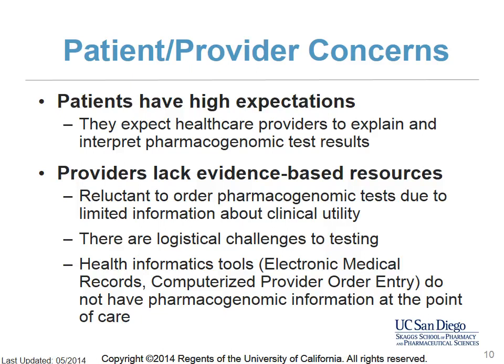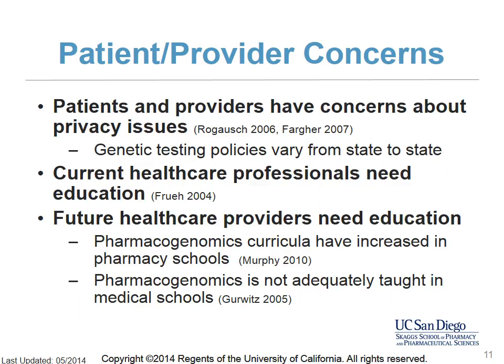There may not be places or labs where providers can order lab tests from. There are health informatics tools such as electronic medical records and computerized provider order entry systems that do not yet have pharmacogenomic information available at the point of care. Both patients and providers have concerns about privacy issues as well.